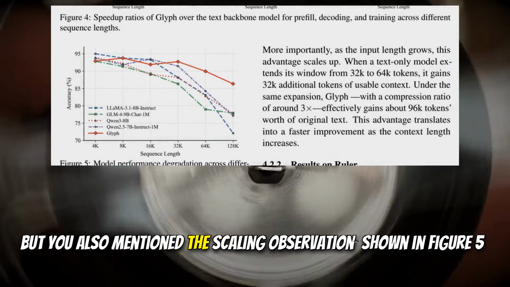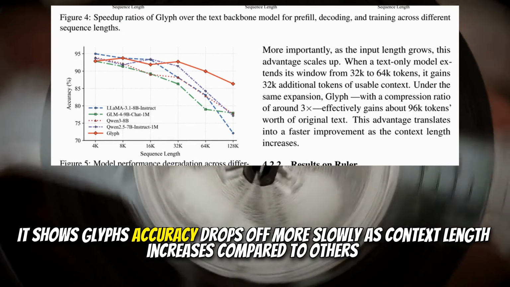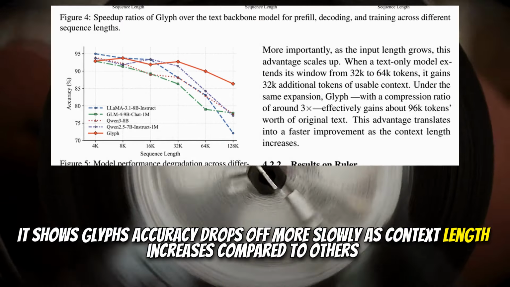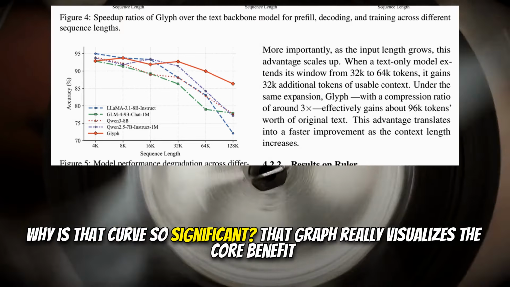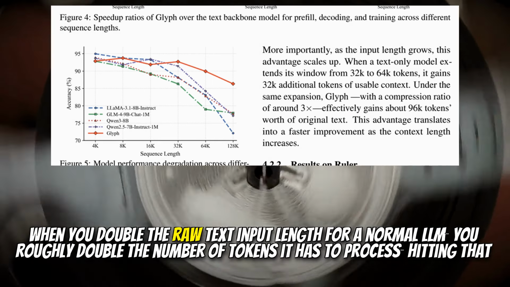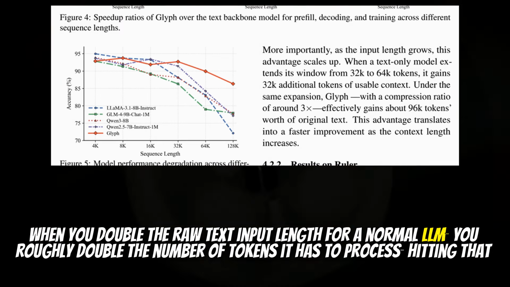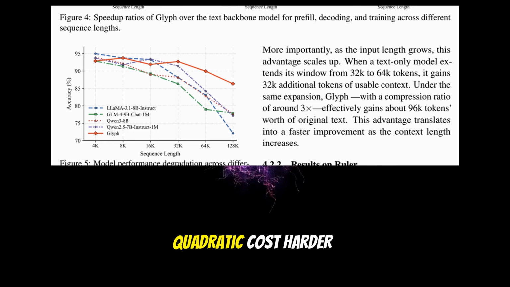But you also mentioned the scaling observation, shown in Figure 5. It shows Glyph's accuracy drops off more slowly as context length increases compared to others. Why is that curve so significant? That graph really visualizes the core benefit. When you double the raw text input length for a normal LLM, you roughly double the number of tokens it has to process, hitting that quadratic cost harder.